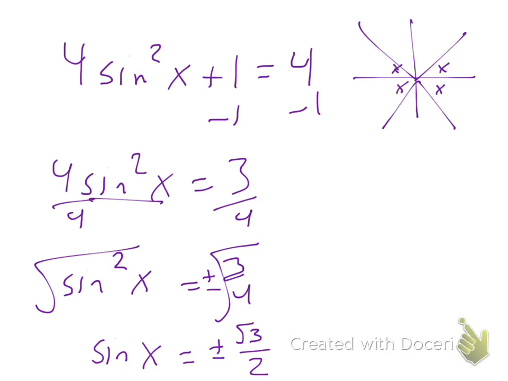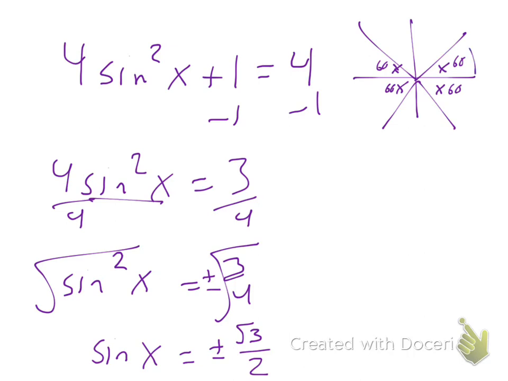You just need to ask yourself, when does sine have a square root of 3 over 2 answer? What angle? 60. So each one of these is at 60, right? Because the reference angle is 60. Unit circle or your reference triangles.